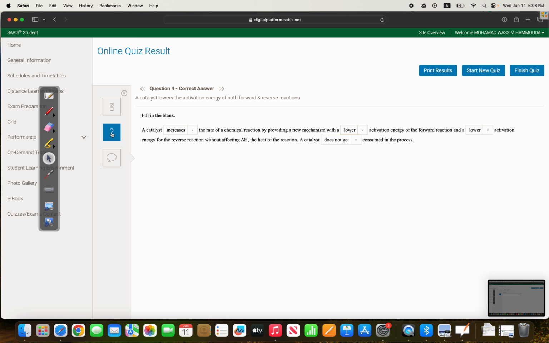A catalyst, for the biology students, but for those who don't take biology, it's basically a compound which increases the rate of reaction by only changing the path, sorry, providing a new reaction mechanism, so that the activation energy decreases for both the forward and the reverse reaction.